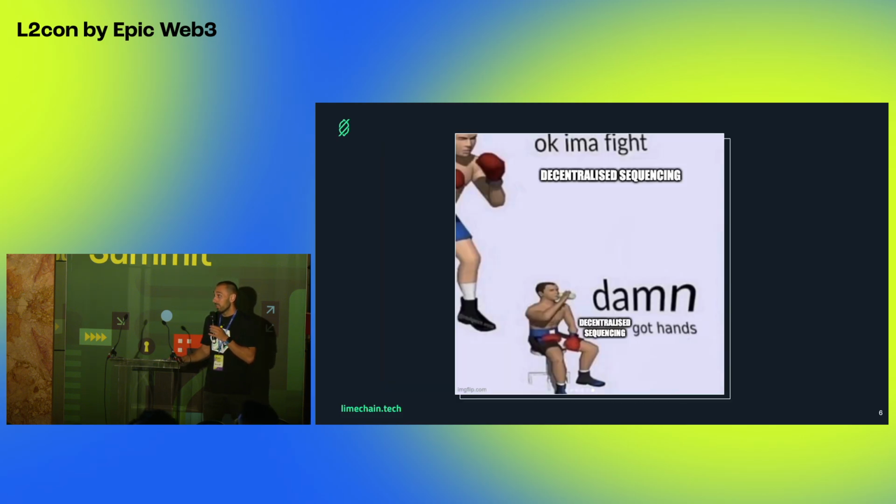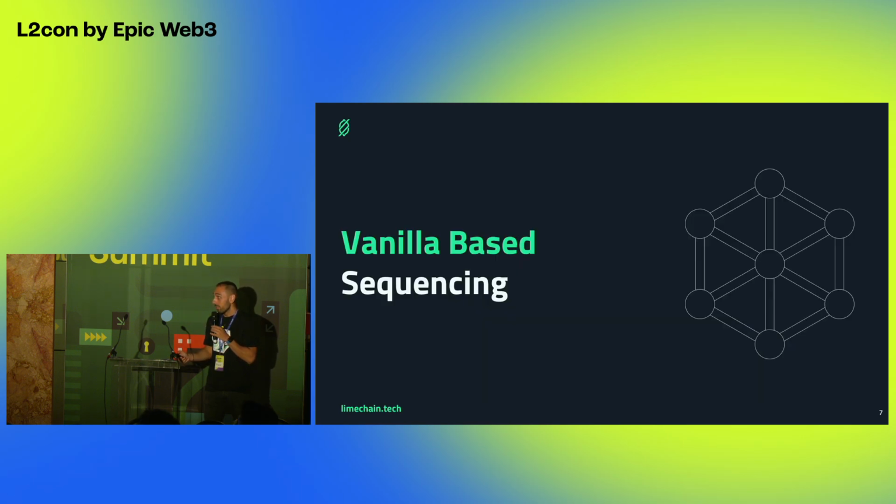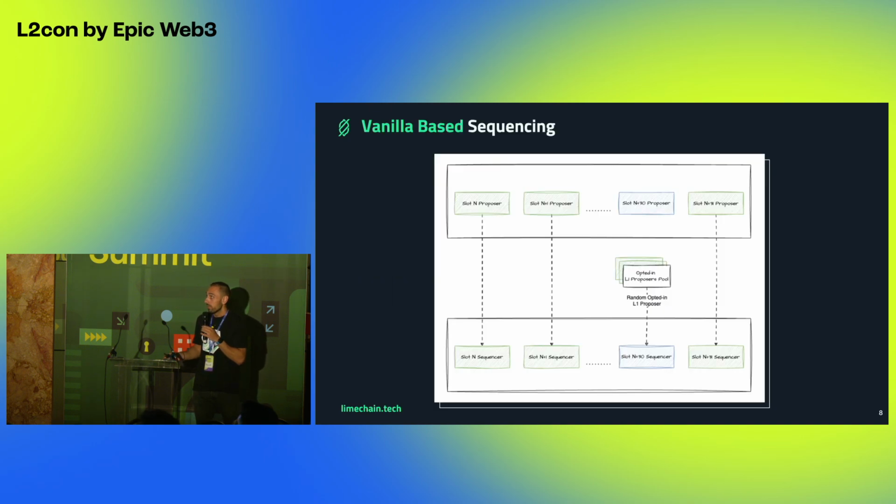But yeah, we quickly realized that decentralized sequencing is hard, it's very hard to actually design decentralized sequencing. But we tried and came up with this thing that's called vanilla based sequencing. What's vanilla based sequencing? It is an iteration of the original based sequencing concept. So just as a quick recap, based sequencing is the form of sequencing where you essentially give the right to the L1 proposer to be your sequencer.